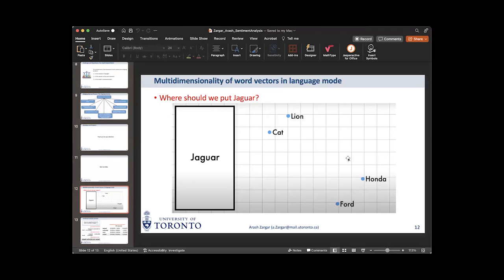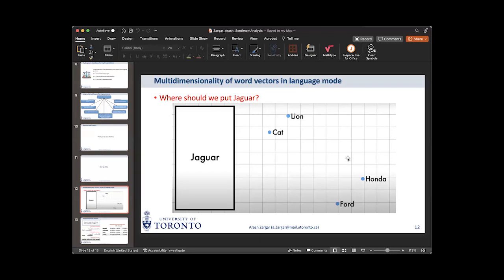How about Jaguar? If you want to add Jaguar to your words, then Jaguar is a sort of animal, but it is also a car, right? So where do we put it? This is a 2D analysis. If we have 3 dimensions, here we have spoon and jaguar. You can put jaguar closer to all of these and then the spoon further away, right?